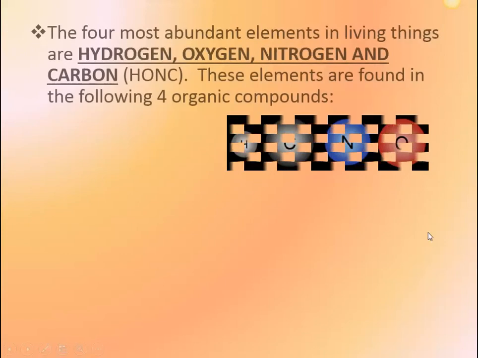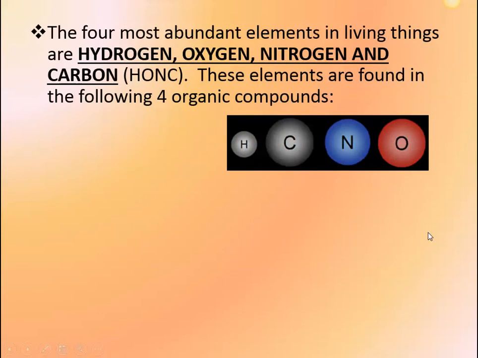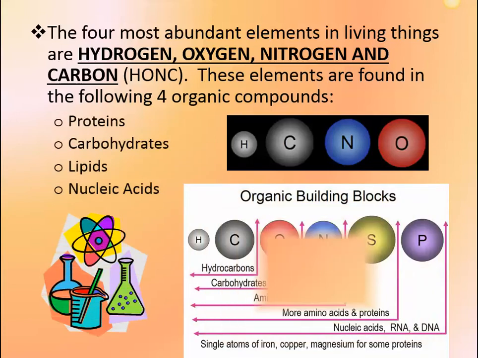The 4 most abundant elements in living things are going to be hydrogen, oxygen, nitrogen, and carbon. You should know the letters that represent those elements, and they all are very conveniently the first letter of the words. So hydrogen is an H, oxygen is represented by an O, nitrogen is represented by an N, and carbon is represented by a C. These are the elements found in the following 4 organic compounds, the 4 that we talked about in class, so hopefully you remember: proteins, carbohydrates, lipids, and nucleic acids.